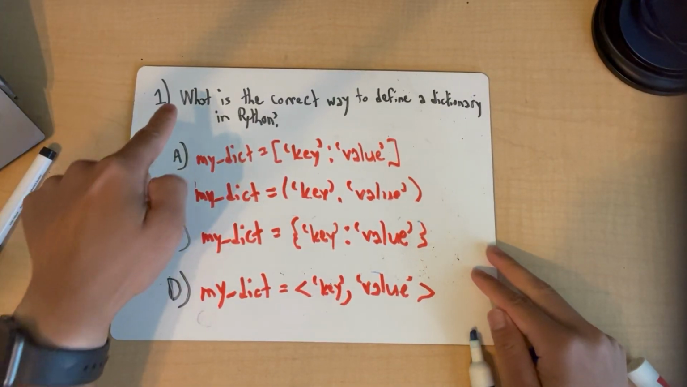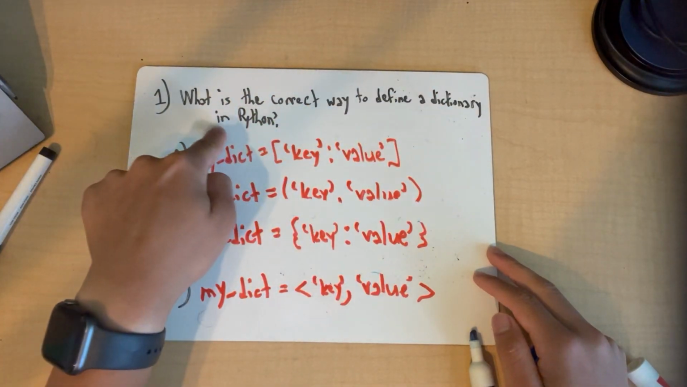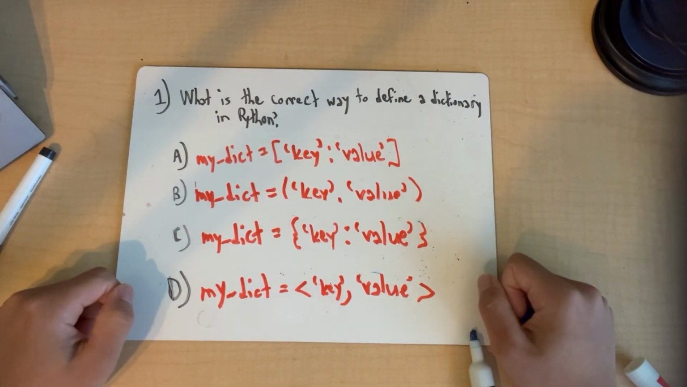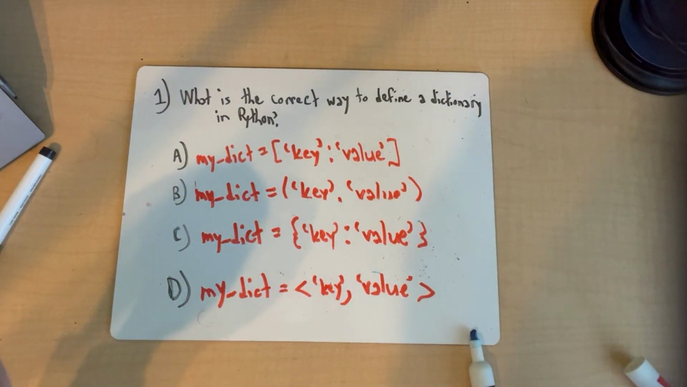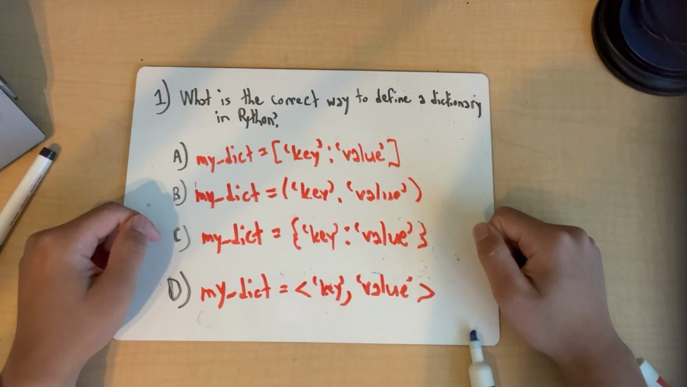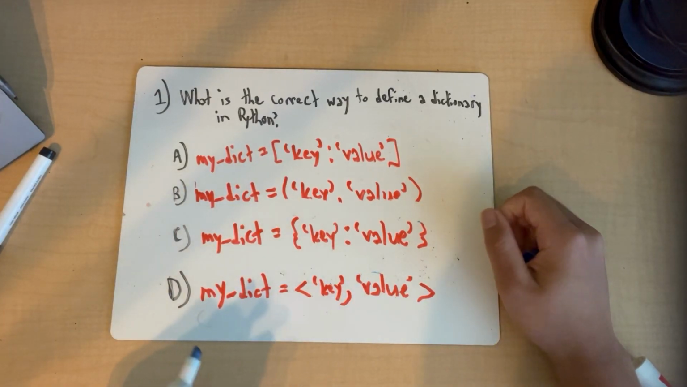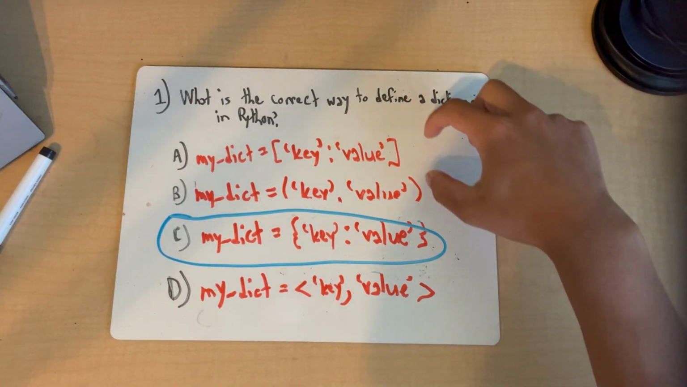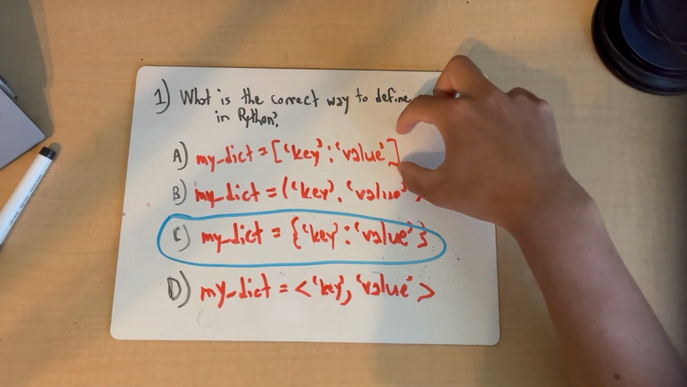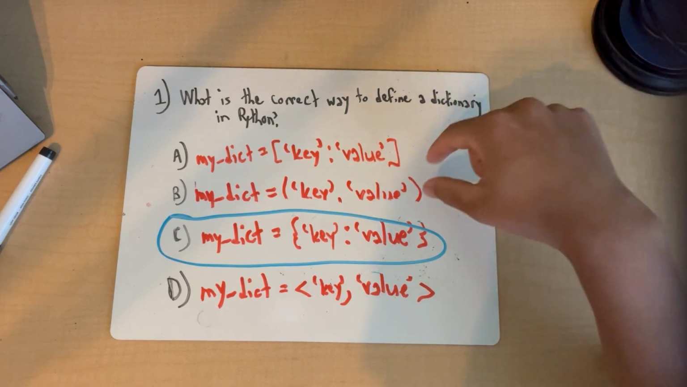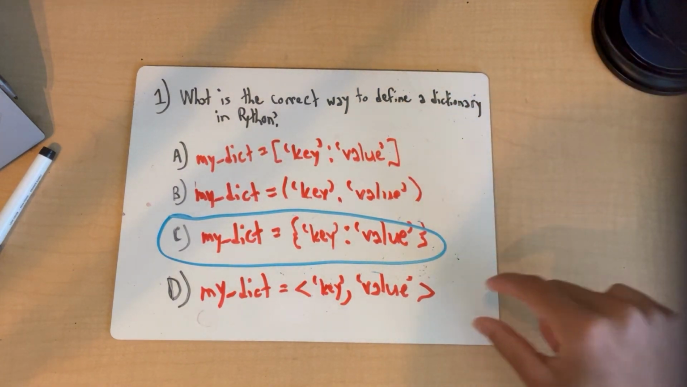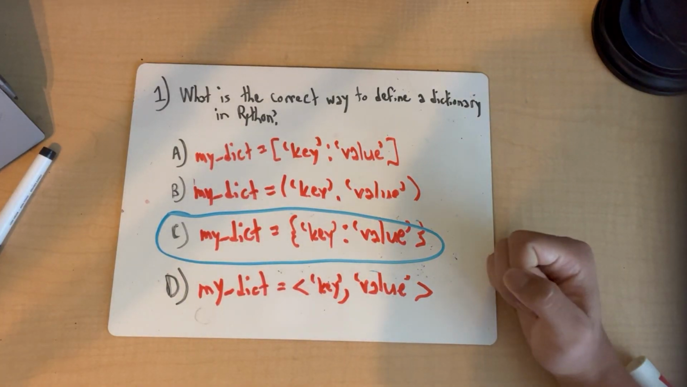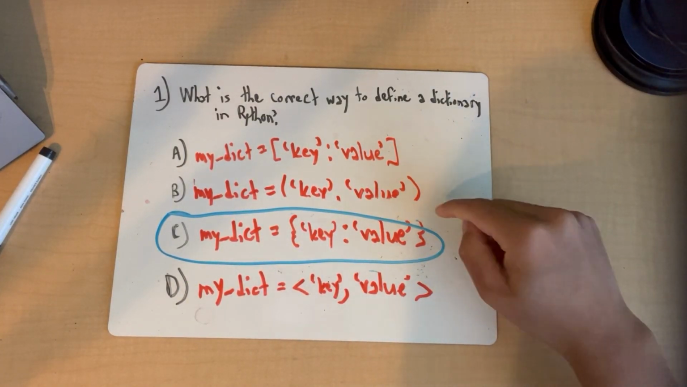Question 1. What is the correct way to define a dictionary in Python? Is it A, B, C, or D? And pause the video before I show you the solution. The correct answer is C, because you can see that the other options are using the wrong notation. So it's not the square bracket, it's not the parenthesis, it's not the greater than or less than sign. To create a dictionary, we have to use the curly braces.